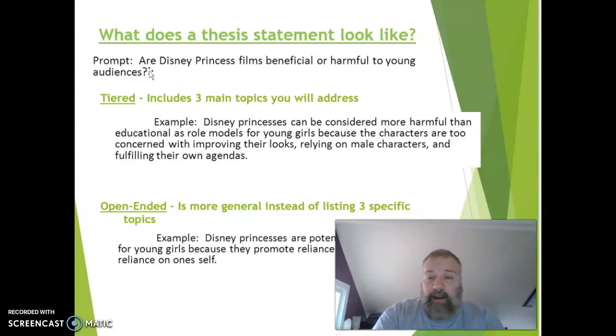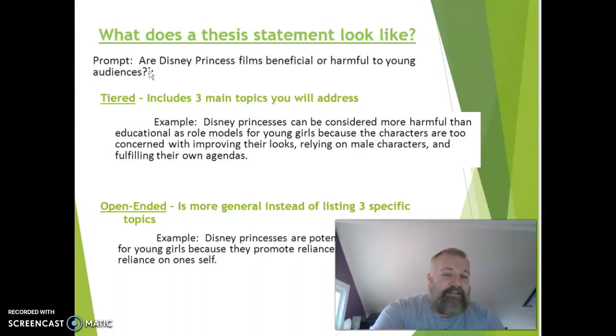If you wanted to go the other way on this, you could say Disney princess movies are beneficial to young girls because they teach them how to be strong, how to fight back when they're being challenged, something like that. Because every time you see a Disney movie, the princess always has to overcome something, right? So you could put that in a thesis statement if you were supporting Disney princess movies.